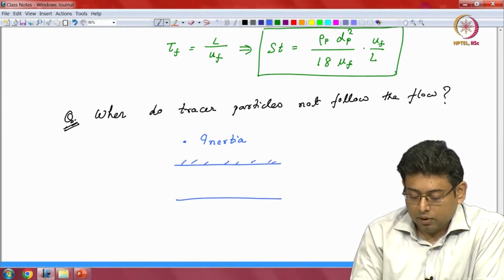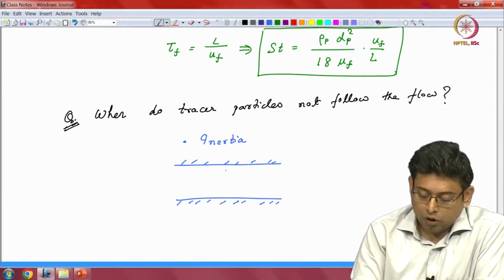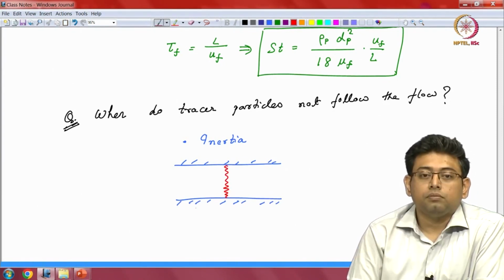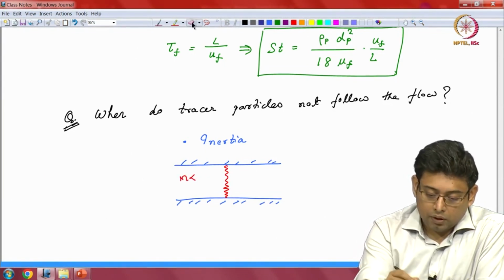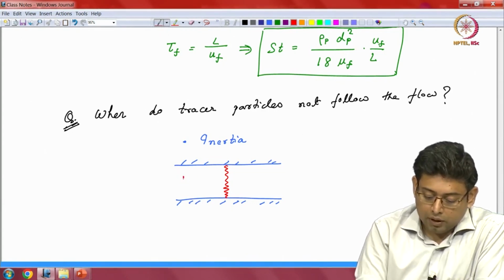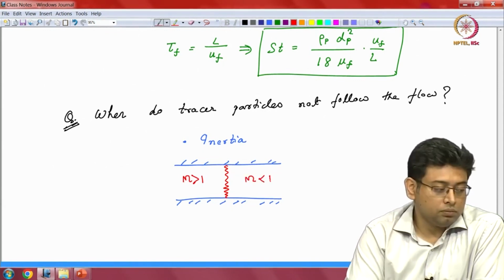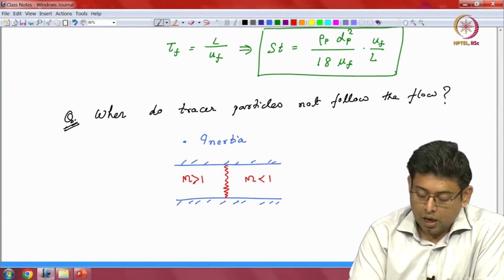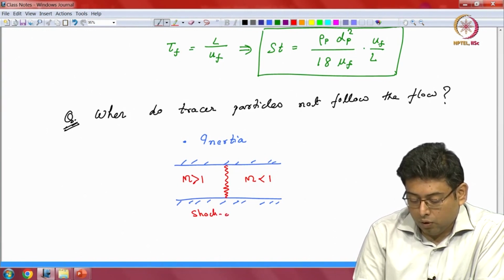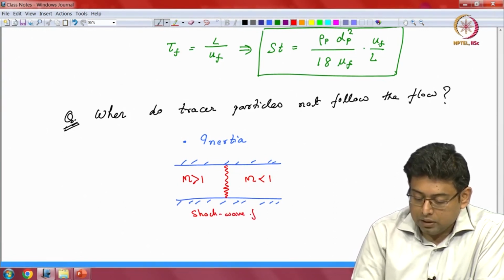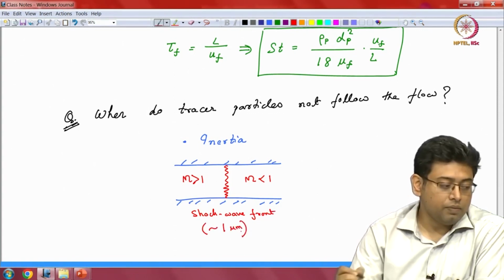Let us say we have a channel here, and there is a shock wave at some point, and the velocity field is such that on this side you have a supersonic flow, and on this side you have a subsonic flow. M stands for Mach number here. This shock wave is actually very small. This is a shock wave front, and shock wave fronts are geometrically very small, perhaps of the order of a few microns.